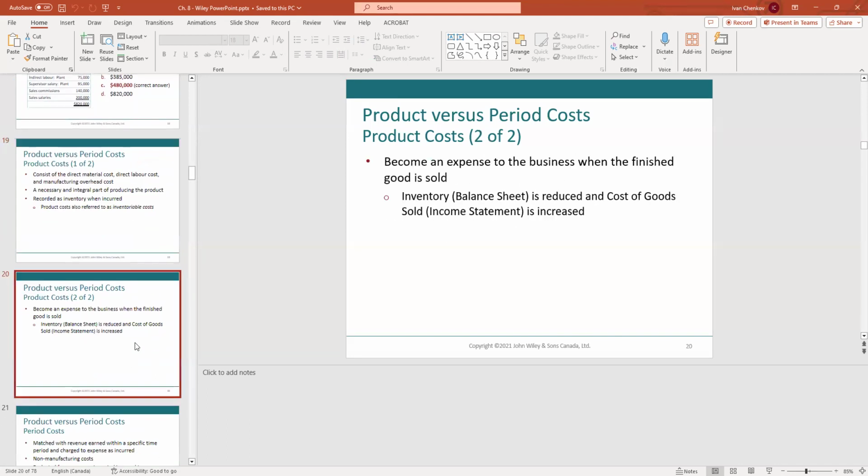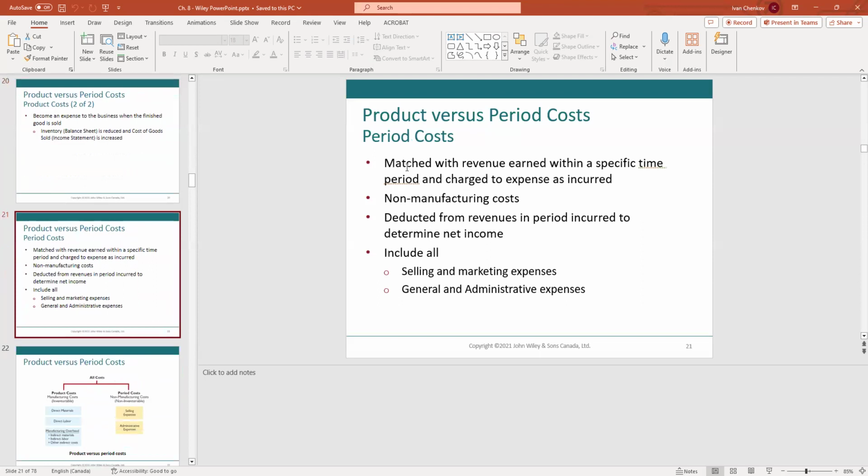Period cost is the one that is directly expensed. And those are expensed when the finished goods are sold. So that's the period cost here. The period cost is the cost that matches the revenue earned in a specific time. Those are non-manufacturing costs. Period costs are non-manufacturing. They're not part of the direct material, direct labor, manufacturing overhead. They're directly expensed. Which will be that? Selling, marketing expenses, general administrative expenses.